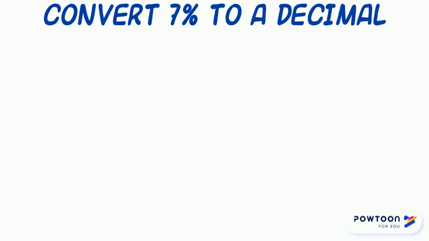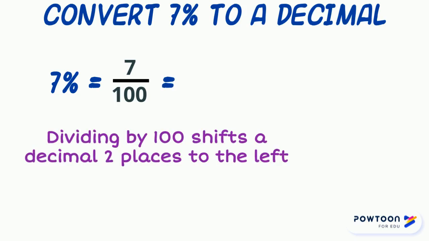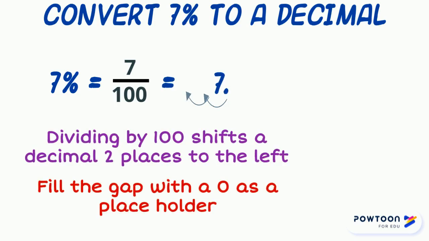Converting 7% to a decimal, we'll start by saying it is 7 over 100. Again, dividing by 100 will shift that decimal from after the 7 to 2 places to the left from 7. Now we've got that extra gap, so we're going to put a 0 in there as a placeholder, and our answer becomes 0.07.